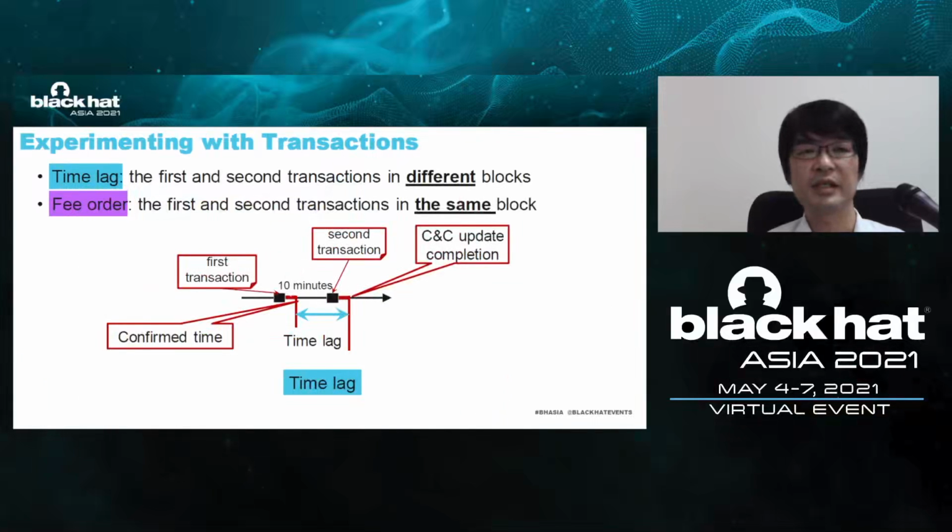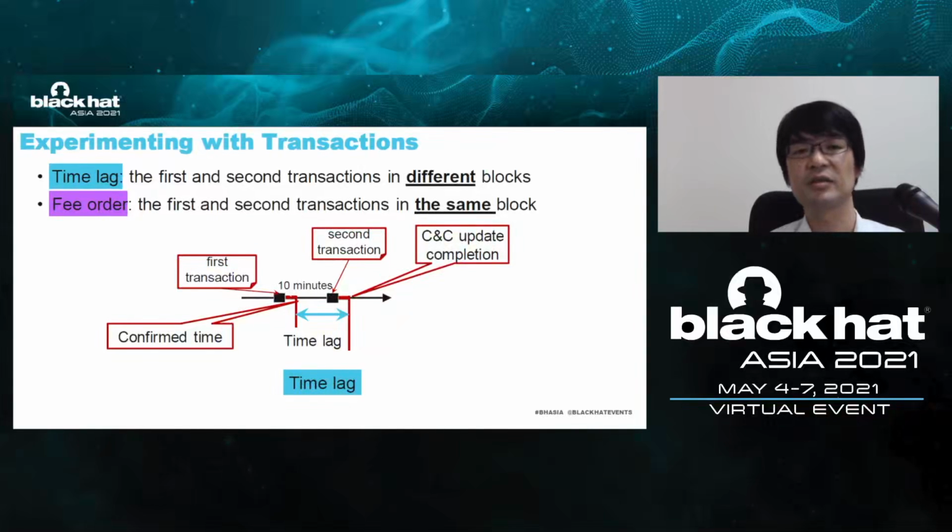The second case study is that the adversary tried to confirm 2 transactions in the correct order as quickly as possible, as Christian explained in the previous slide. The adversary tried 2 strategies, time lag and fee order. In this slide, I'd like to explain about the time lag strategy. The purpose of the time lag strategy is to certainly control the order of confirmation. They simply conduct a second transaction after the confirmation of the first transaction.